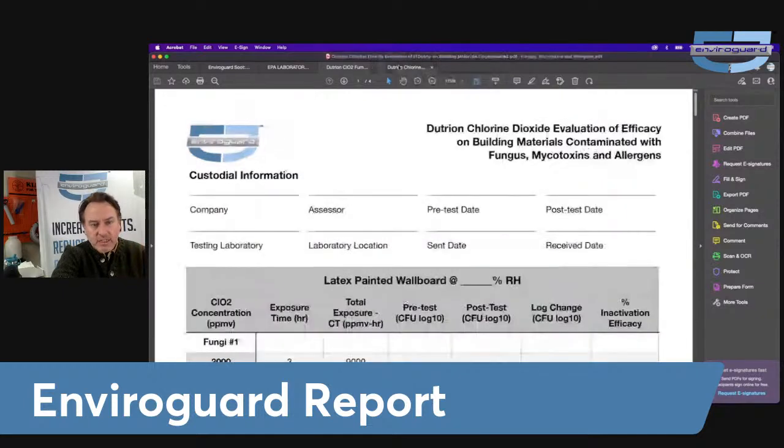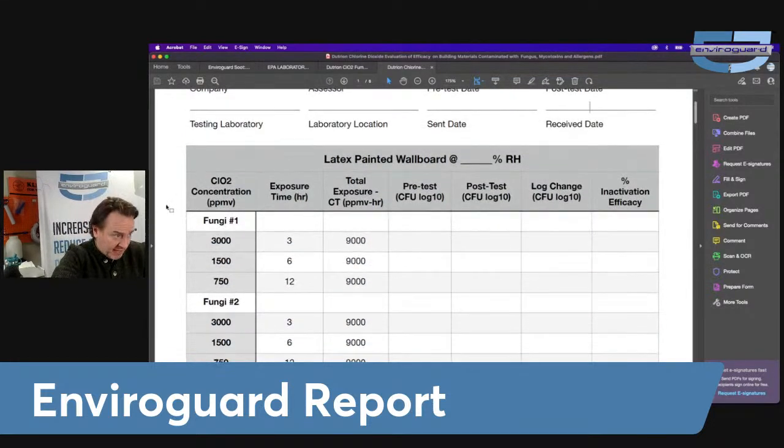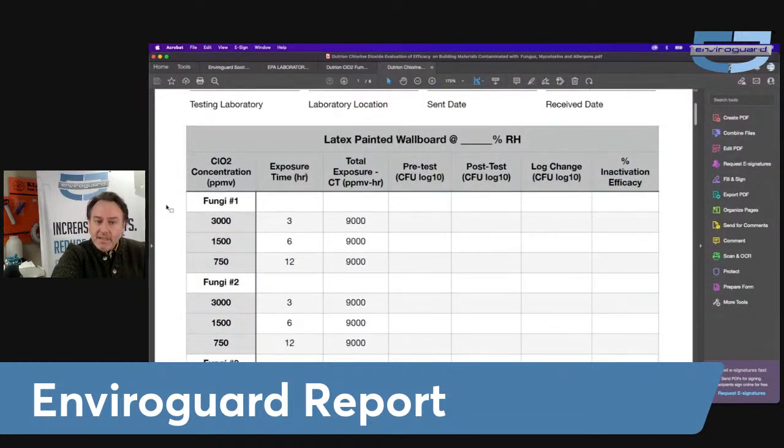But here's what I'm very excited about. This is a form that, if you would like to participate, we will work together and we will come up with, obviously, your company, the assessor doing the testing, a pre-test date and a post-test date, as well as the laboratory that you're using, the laboratory location, the date that it was sent, and the date that you received it again. And we are going to do the same thing. So if you have jobs coming up where you are interested in engaging with us on this, then this is for you. And I'm going to take this one step further in just a second.